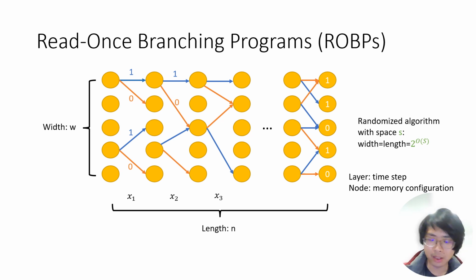With this definition, we can see that a randomized algorithm with space S can be simulated by a read-once branching program with the number of nodes in each layer, which we call the width, being W equals 2 to the big O of S, and also the length, which is the number of random bits read in this layered graph, being n, which is also exponential in S.